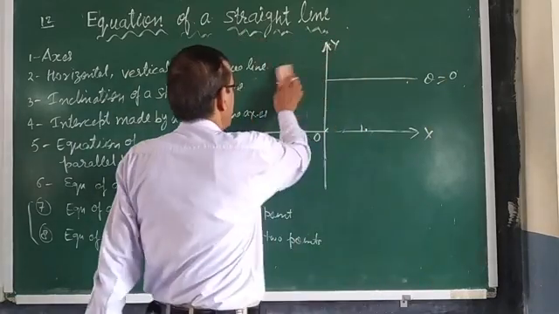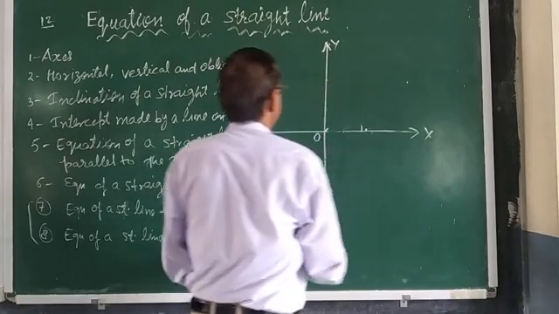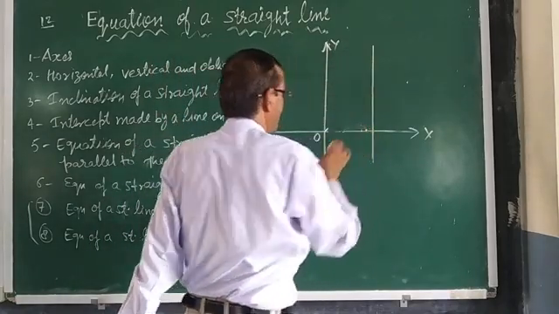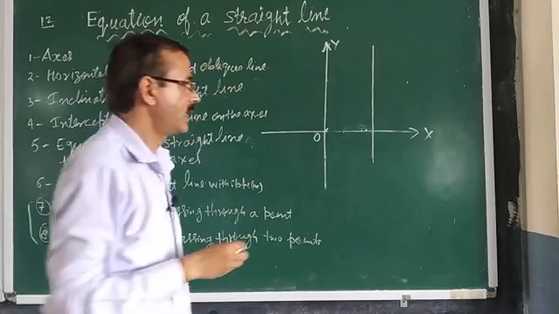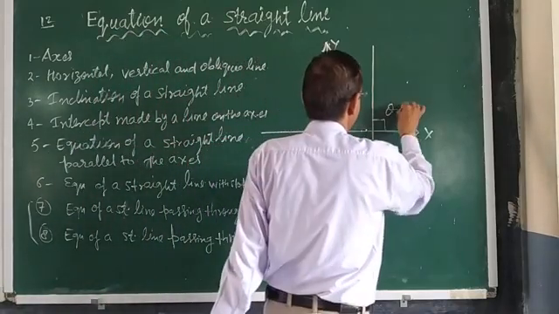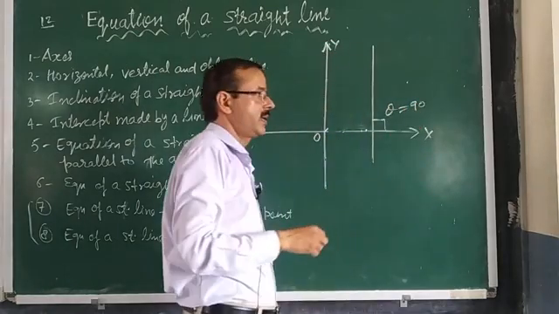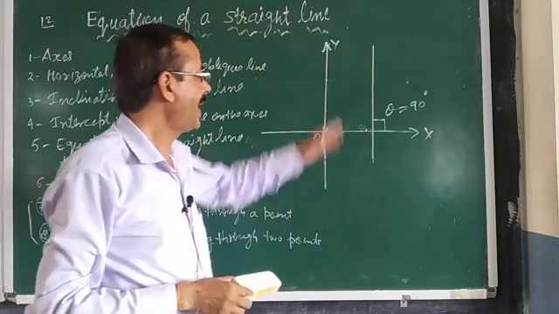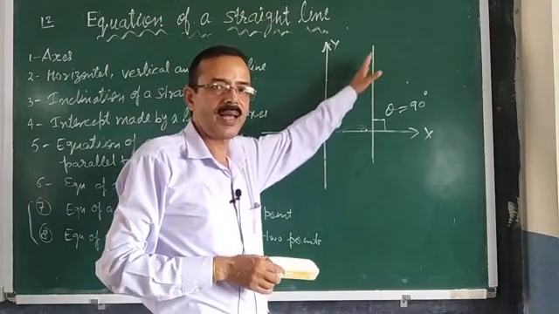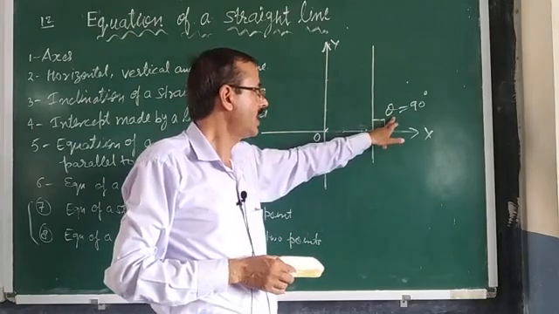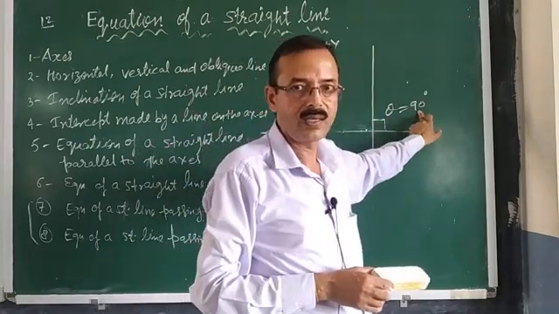Now if a line is parallel to the y axis, what will be the angle of inclination? Here this will form that 90 degree. So here we can say theta is equal to 90 degree. So the angle of inclination of the line which will be parallel to the y axis, किसी लाइन का इंक्लाइनेशन एंगल जो कि y के पैरेलल हो, उसका एंगल ऑफ इंक्लाइनेशन कितना होगा, 90 डिग्री होगा.